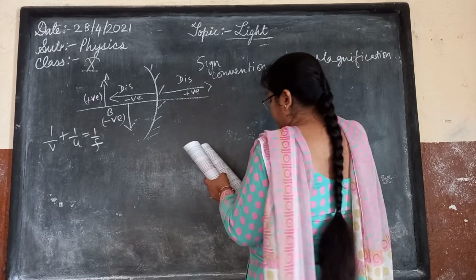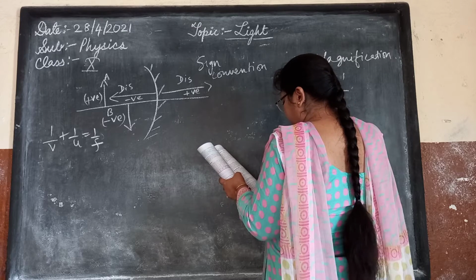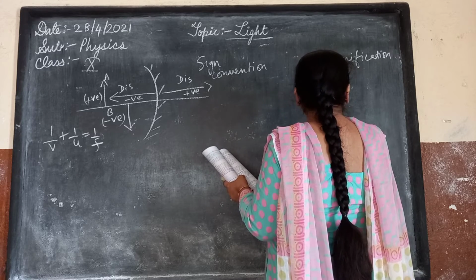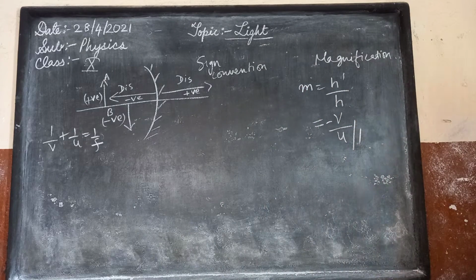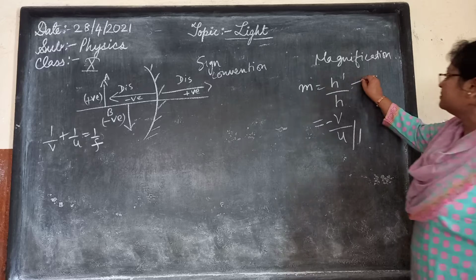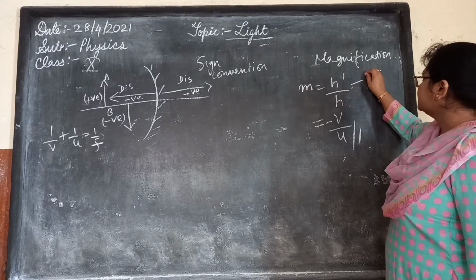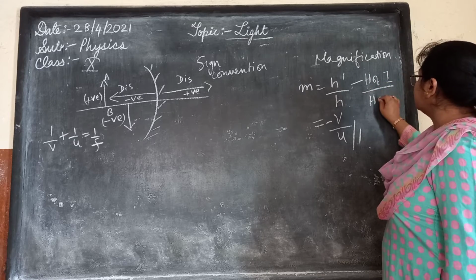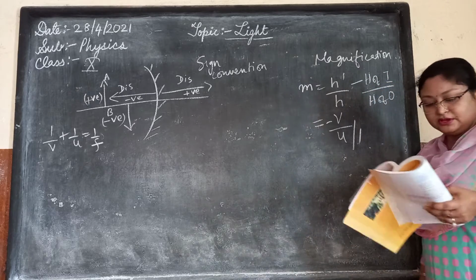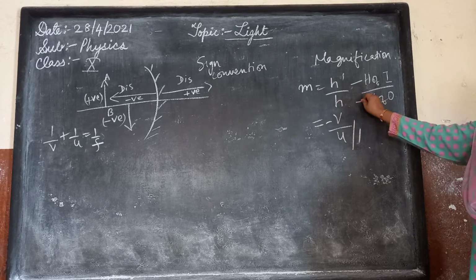In the magnification, m is equal to h dash upon h. We will have this here as minus v upon u. So this is what we have, the magnification of the image. This is the height of the image, and here we will have the height of the object. We are taking the height of the image as h dash here, and the height of the object is h.